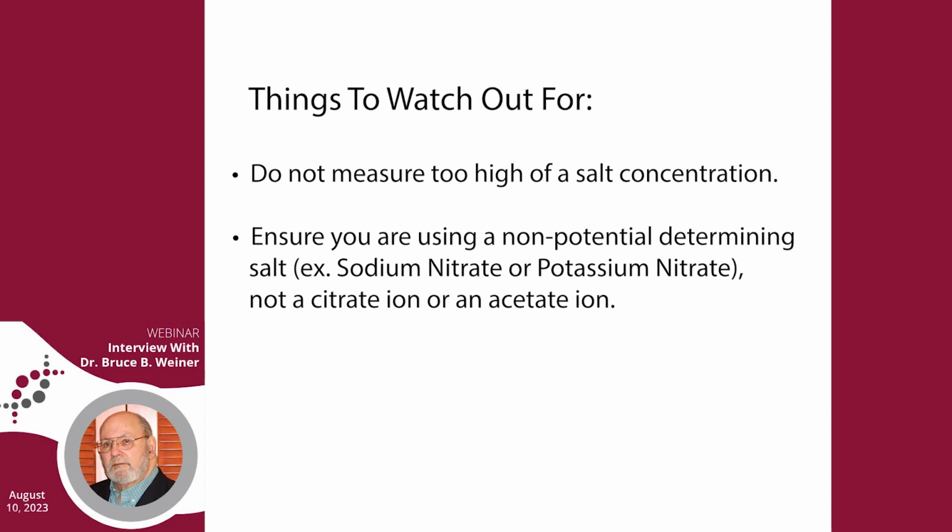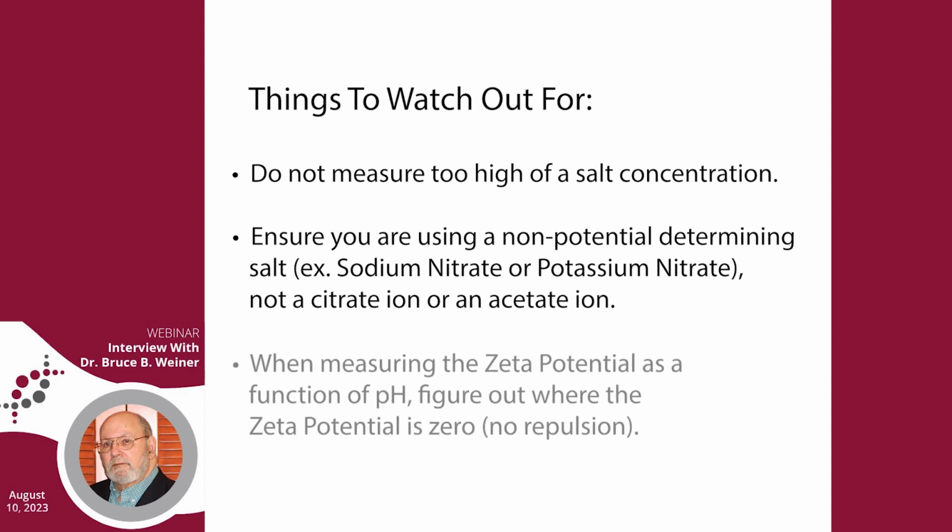Okay, here's another classic abuse. If you wanted to measure the zeta potential as a function of pH, figure out where the zeta potential, really the electrophoretic mobility, is 0. That's when there's no repulsion between particles. That's when you're most likely to get aggregation, because you've always got attraction, often due to van der Waals forces.